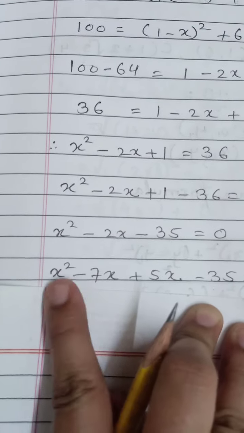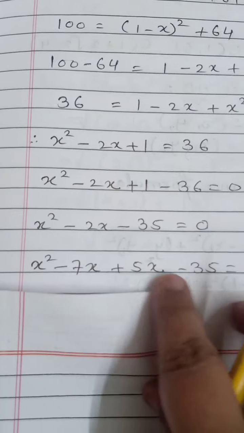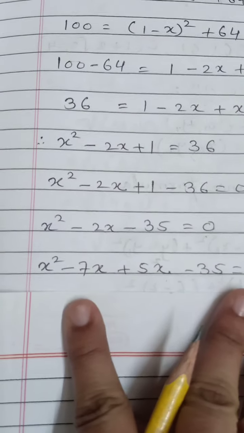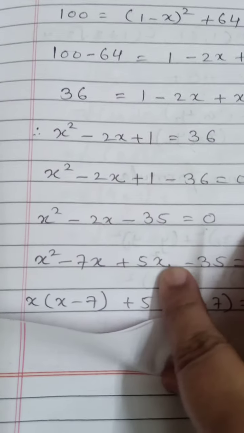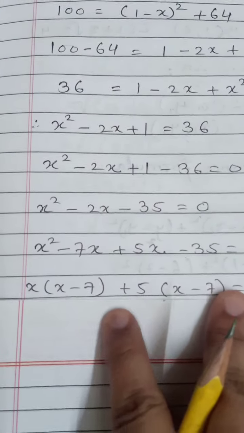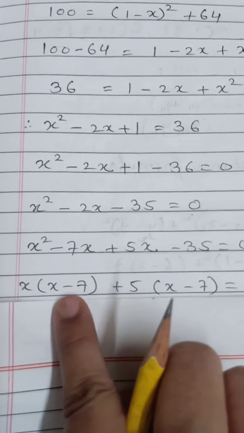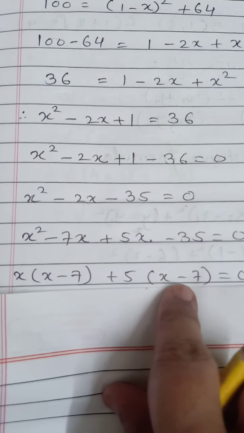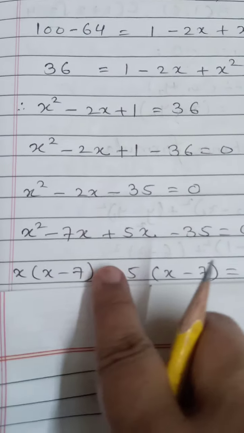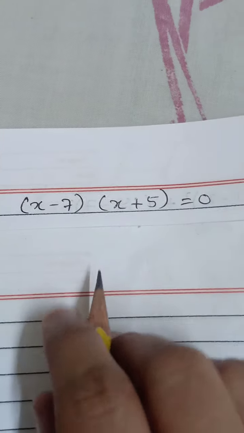Now we will take common from these two terms. So x is common, and in 5x and 35 we can take 5 common. So here we can take x common, so it will be x minus 7. Then we will take plus 5 common, so it will be again x minus 7, since 5 sevens are 35. Now x minus 7 is also common. So we will take the common bracket x minus 7 and the next bracket will be x plus 5. So we have got these two brackets, x minus 7 and x plus 5.